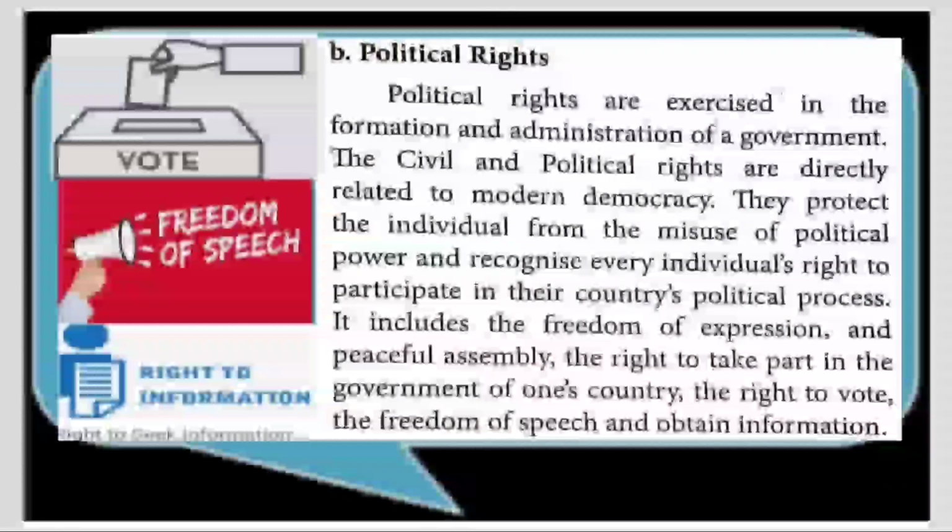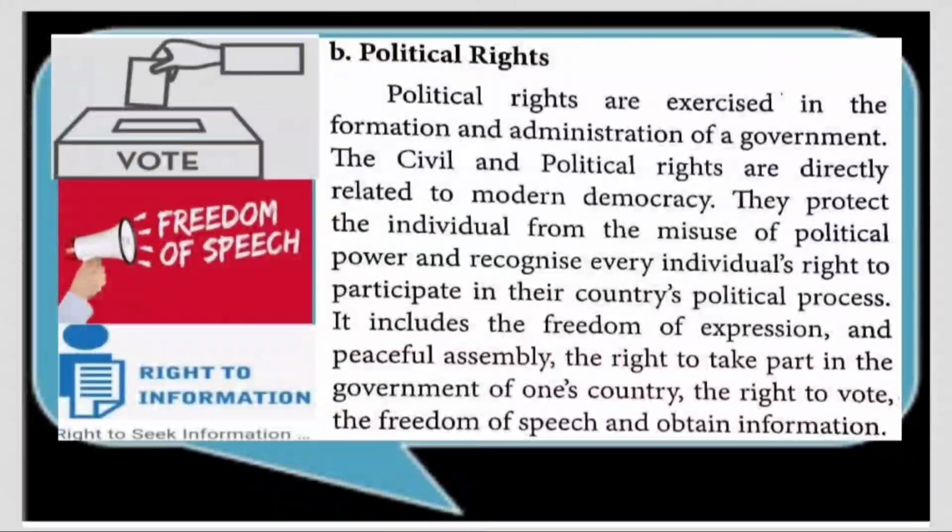Second one, political rights. Political rights are exercised in the formation and administration of a government. The civil and political rights are directly related to modern democracy. They protect the individual from the misuse of political power, and recognize every individual's right to participate in their country's political process.